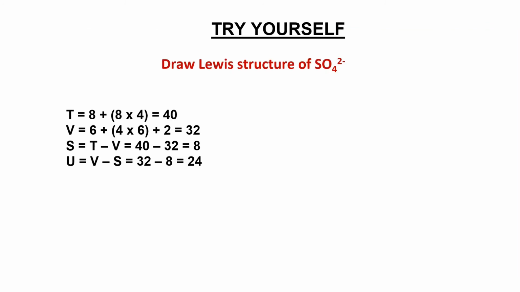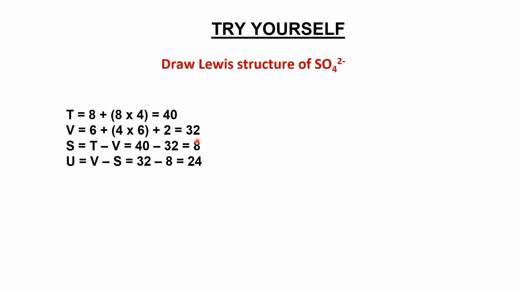Try this question yourself. You need to draw the Lewis structure of sulfate ion, which is SO4 2 negative. So for SO4 2 negative, the value of capital T would be 40, because 8 plus 8 multiplied by 4 would be 40. Each of the atoms would have complete octets.